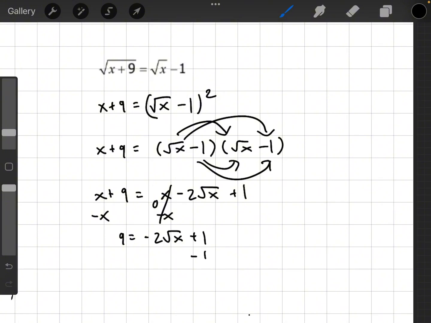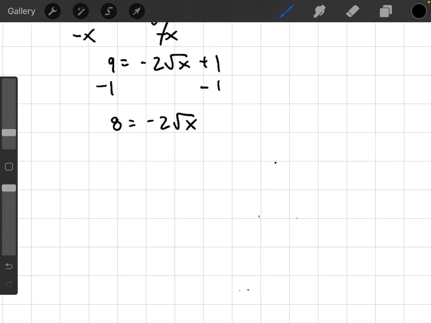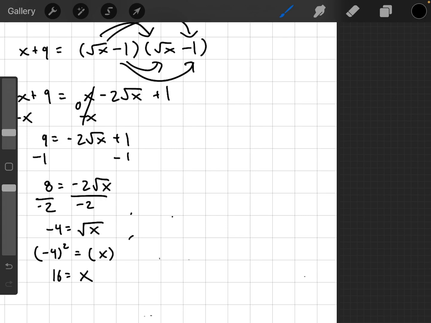This plus 1 we'll take away on both sides. So now we have 8 equals negative 2 times the square root of x. We'll divide both sides by negative 2. 8 divided by negative 2 is negative 4, equals the square root of x. Then we'll raise both sides of this equation to the power of 2. Negative 4 squared is equal to x. Negative 4 raised to the power of 2 is 16. So x equals 16. And let's check for extraneous solutions.